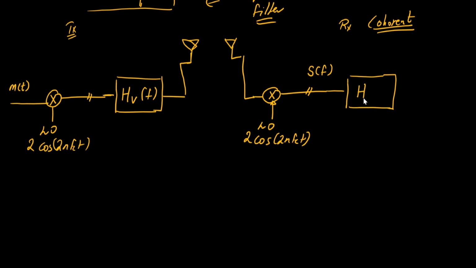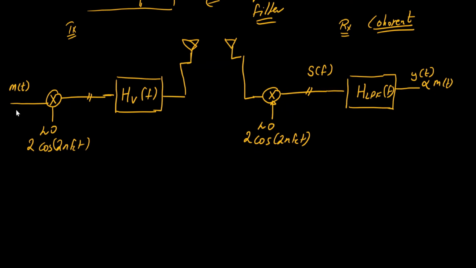So let us call this H low pass filter of F, and eventually we would have output which is Y of t, and this is proportional to our message signal which is M of t. So this is basically the transmit and receive block, or modulator and demodulator, of VSB. So let us visualize all of this by means of spectra.